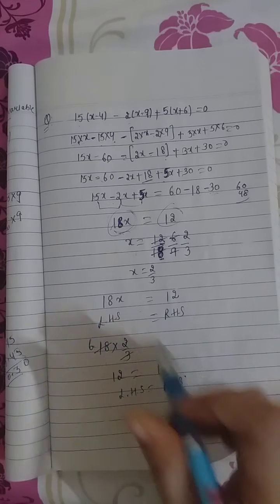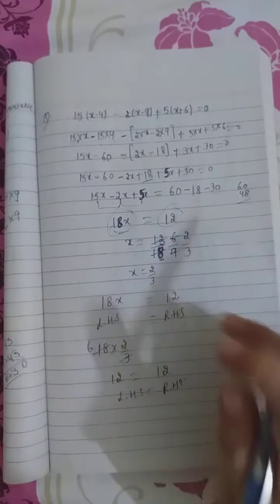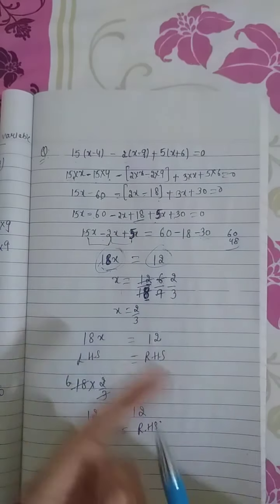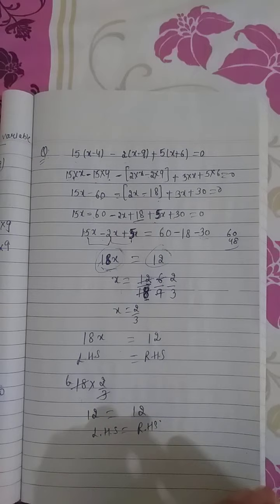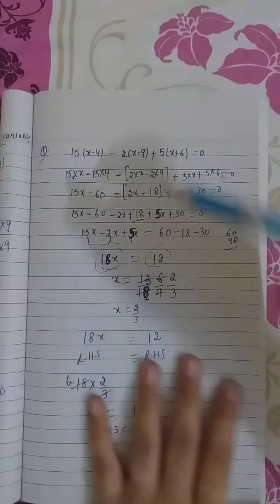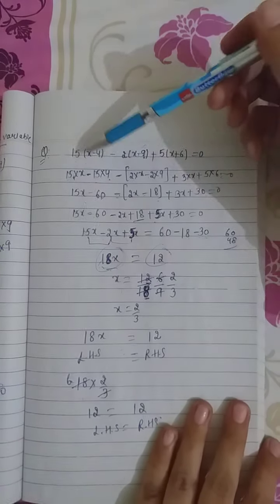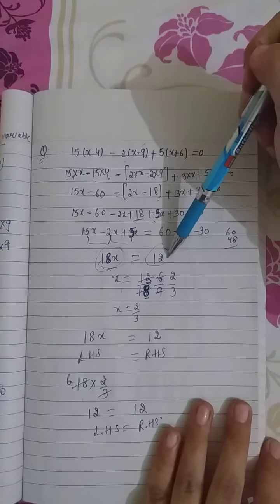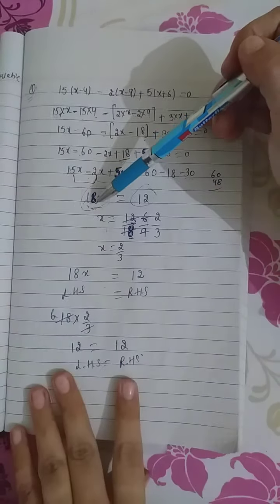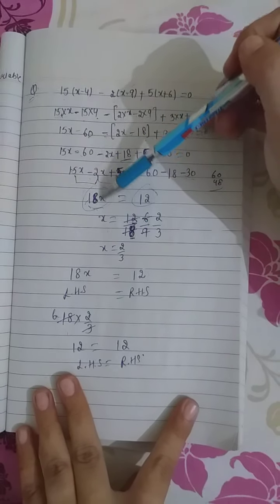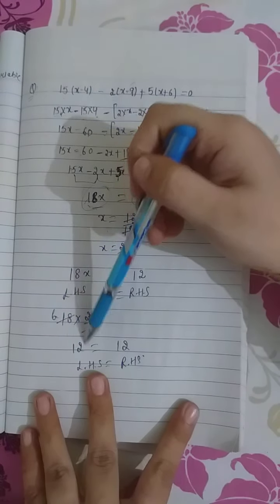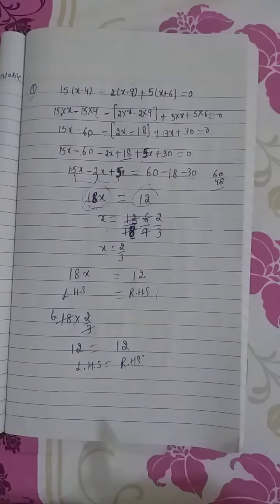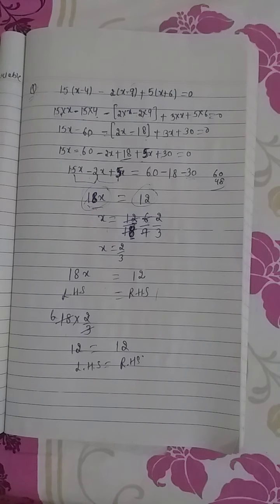Why I am not putting the value of x in these terms? Because here we have constant and variable terms joined with each other. That's why when we solve it, the equation become 18x is equal to 12. So we have to put the value of x in 18x, that means it is 12. So left hand side is equal to right hand side. Our answer is true. So moving to next question.